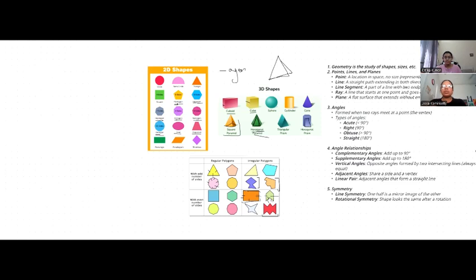That's it. That's all you need to know for 2D shapes, 3D shapes, and regular and irregular polygons. And next, we're going to look at angles.